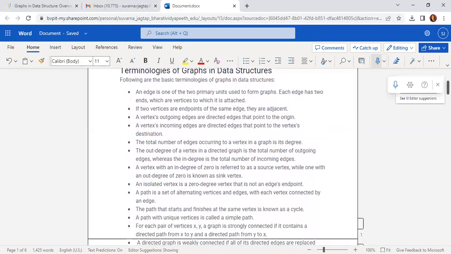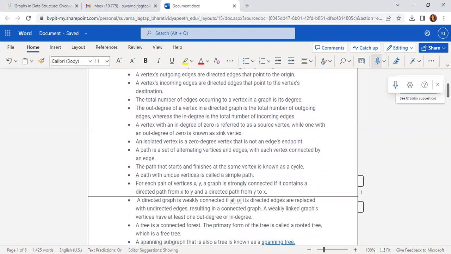A path is a set of alternating vertices and edges with each vertex connected by an edge. A path that starts and finishes at the same vertex is known as a cycle. That means if you start from vertex 1 and come back to the same vertex using the various edges incident on other adjacent vertices, that path is called a cyclic path. A path with unique vertices is called a simple path.